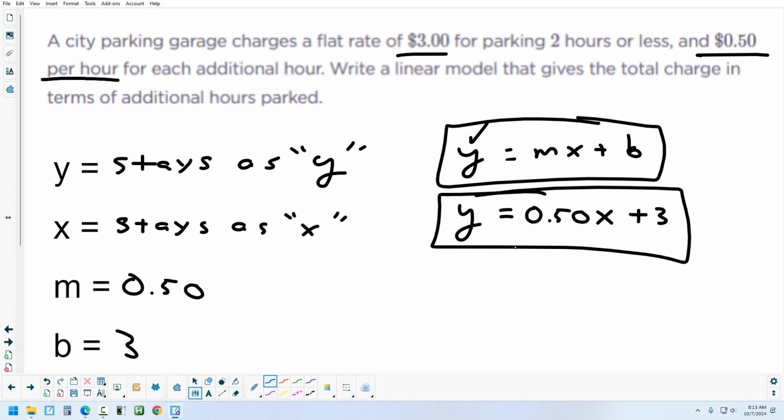Now, I know it says it's only 50 cents you pay after the first 2 hours. That makes it a little tricky to figure that part out, but we're just going to go with you plug it in for X, and then you do out the math on the calculator.